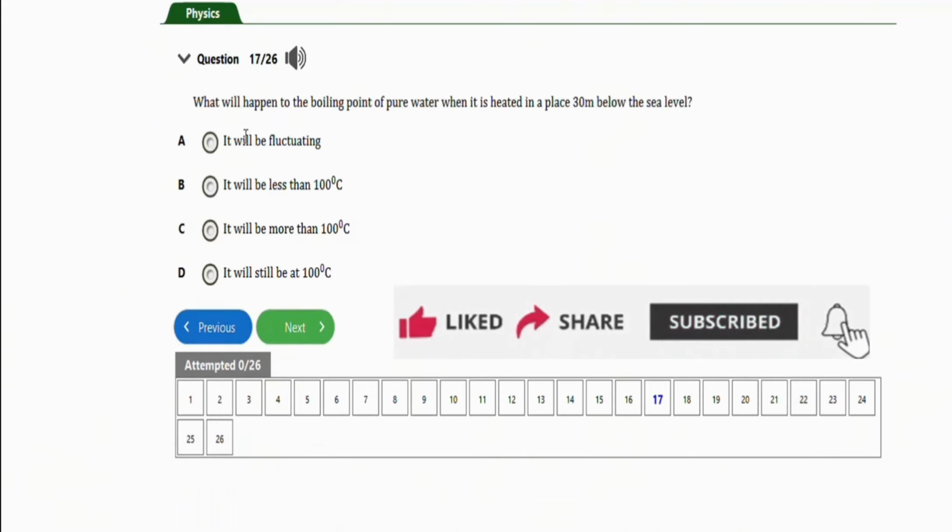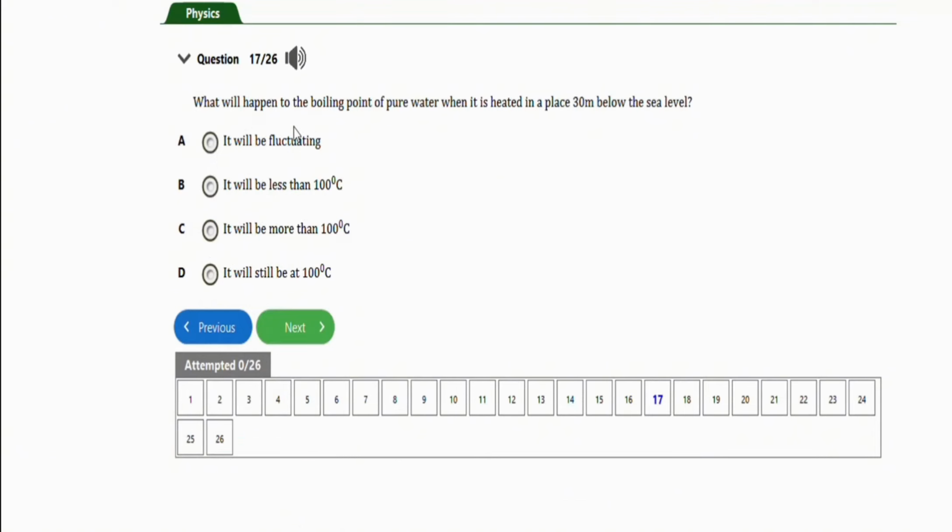It says, what will happen to the boiling point of pure water when it is heated in a place 30 meters below the sea level, where it will be fluctuating? It will be less than 100 degrees Celsius, it will be more than 100 degrees Celsius, it will still be at 100 degrees Celsius. The correct option is option C. It will be more than 100 degrees Celsius. Next question is this one.